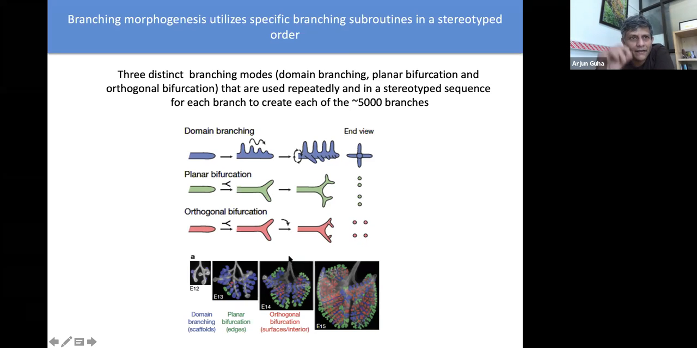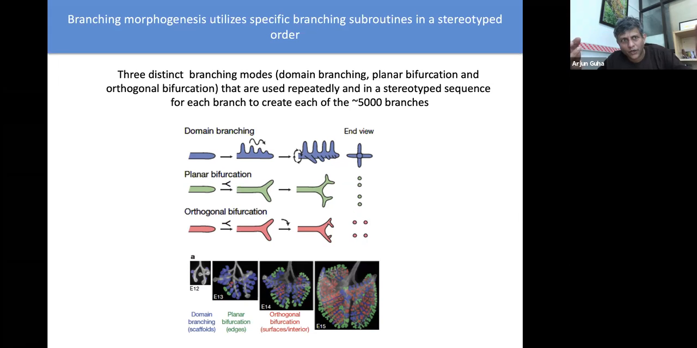What was more remarkable is that, in the process of carefully following each branch and the types of branching that were happening along each and every one of these lineages in the lung, he noticed that the primary branching of the lung takes place via domain branching. It means that when the lung initially begins to form, the subroutine for branching that you use is typically domain branching. And this has been color-coded beautifully in this panel here. Subsequently, when you reach the extremities of the lung, you begin to see planar bifurcation, and finally you see orthogonal bifurcation. So the large branches of the lung are created by domain branching, and as these branches become smaller and smaller, you see planar bifurcation and orthogonal bifurcation.